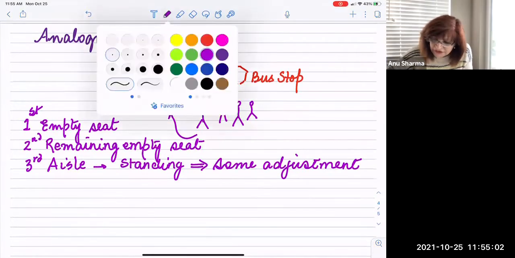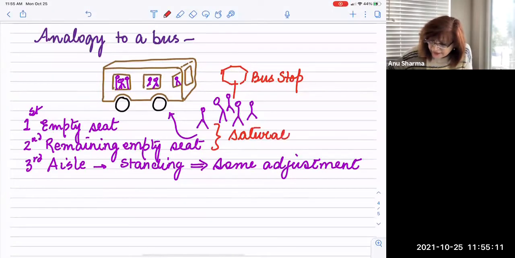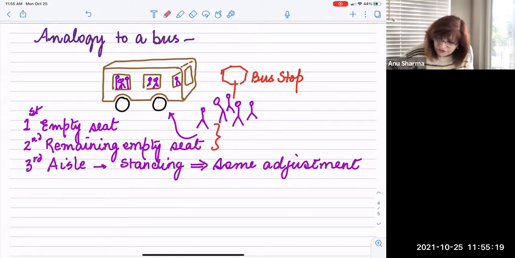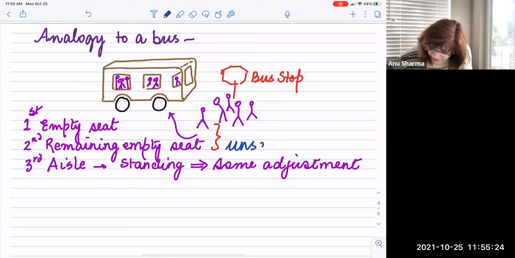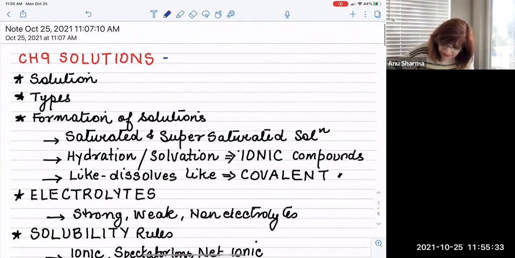So these first two cases are the saturated solution. The first two are saturated solutions. And the second one is, oh, sorry, not the saturated. This is the unsaturated solution, where there's some space still there. Unsaturated solution.